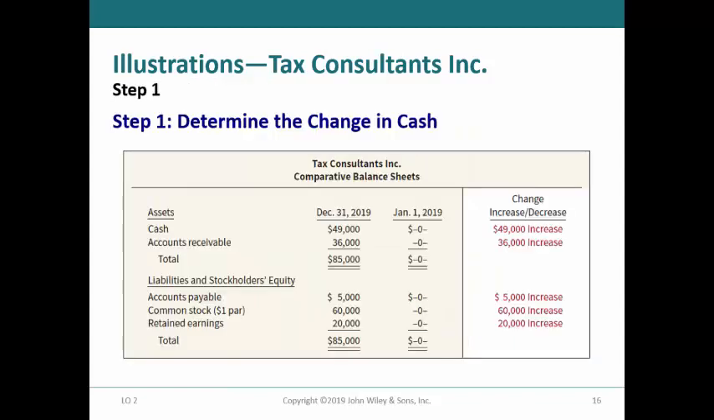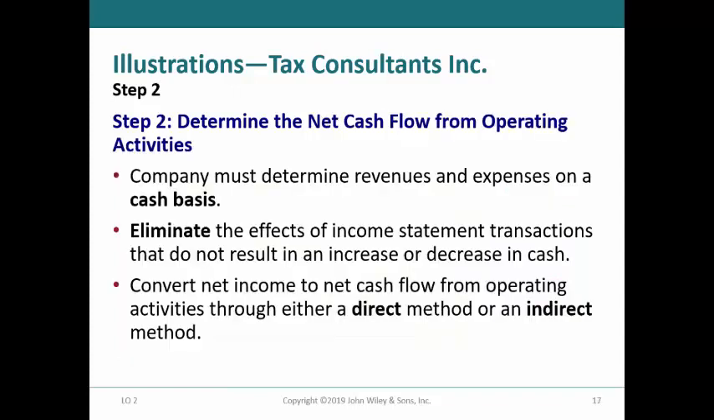The next step in preparing the statement of cash flows is to determine the net change in cash for the year. Per the comparative balance sheets, we see that cash increased by $49,000 in 2019. This should equal the net increase in cash that we determined in the statement of cash flows. Next, we will be determining the net cash flows from operating activities, which is the first part of the statement.